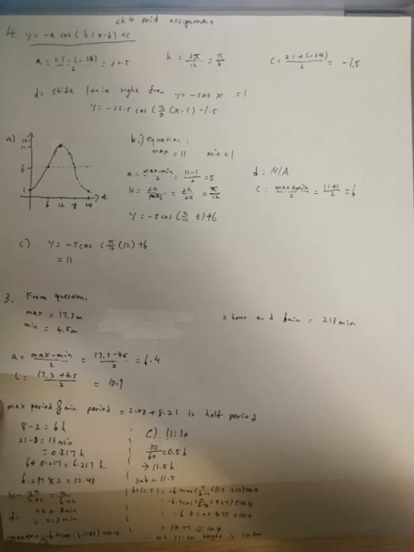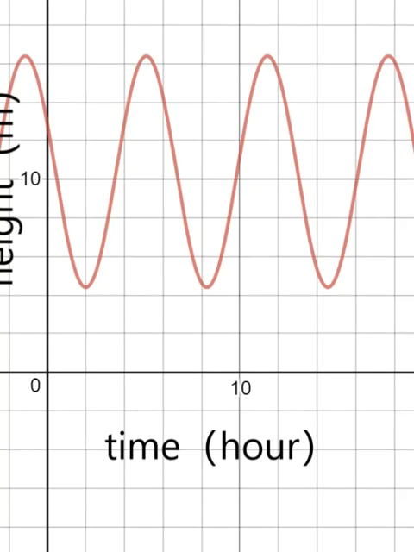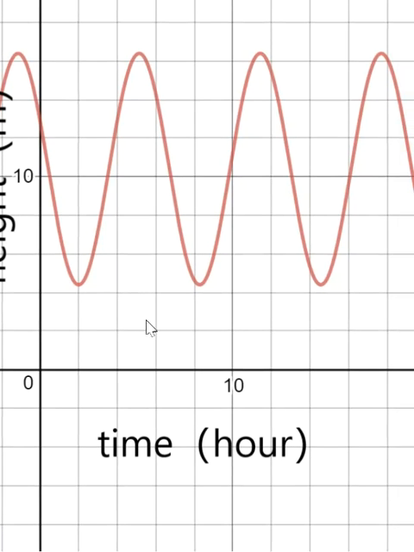And for question D, here's a graph. You can see the graph from the question. We know the boat needs the water to be more than 12 meters, which is around here, so we have to check when the time is over 12.